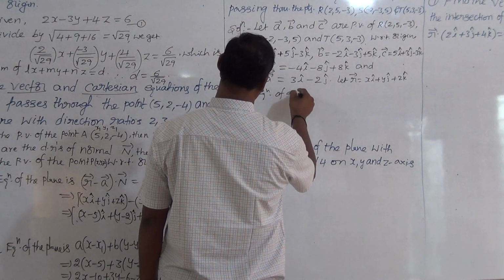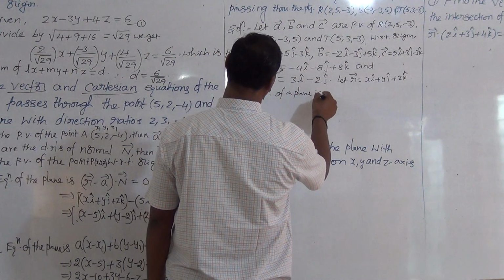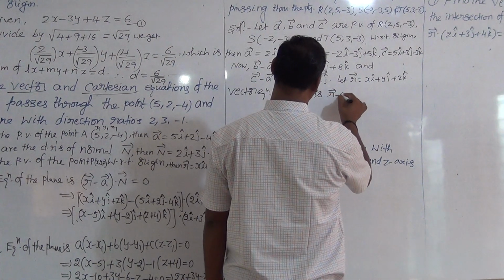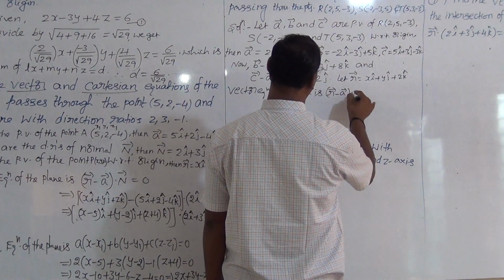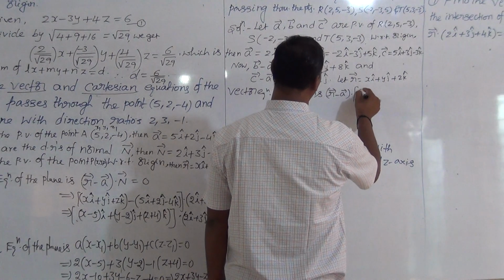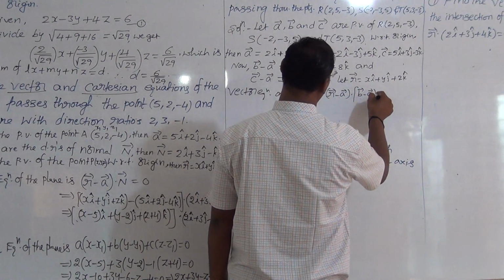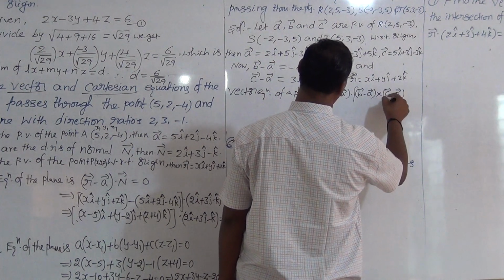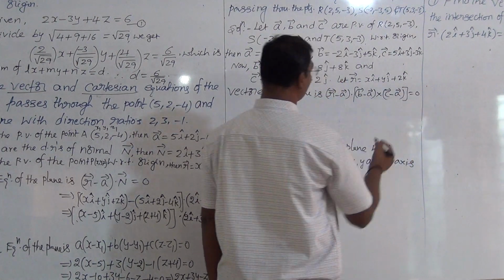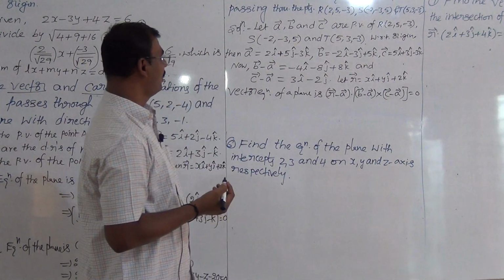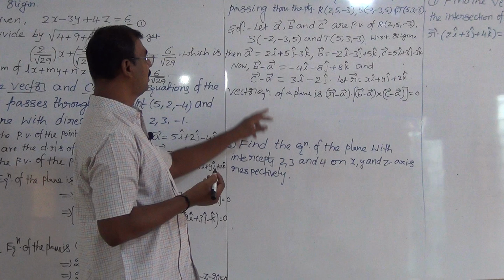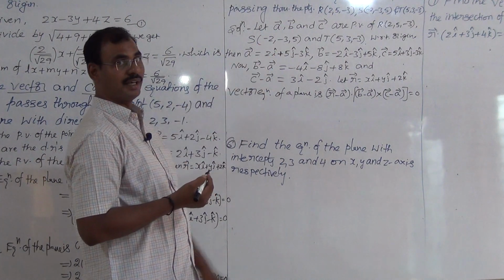The vector equation of a plane, remember in vector form, is (r bar minus a bar) dot (b bar minus a bar) cross (c bar minus a bar) equals 0. This is the vector equation of a plane passing through 3 non-collinear points.